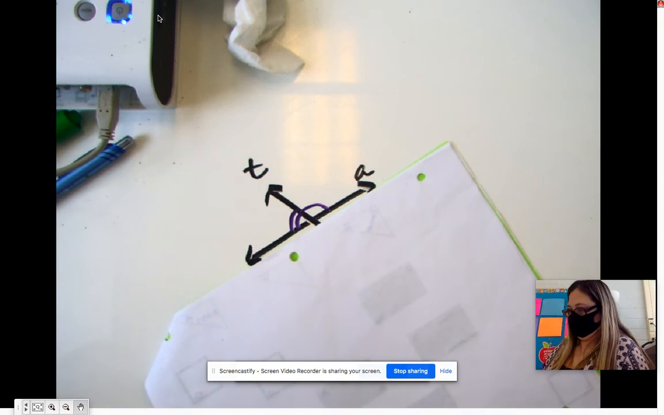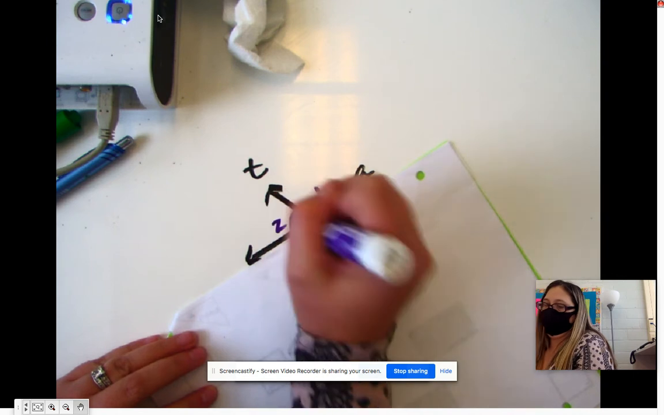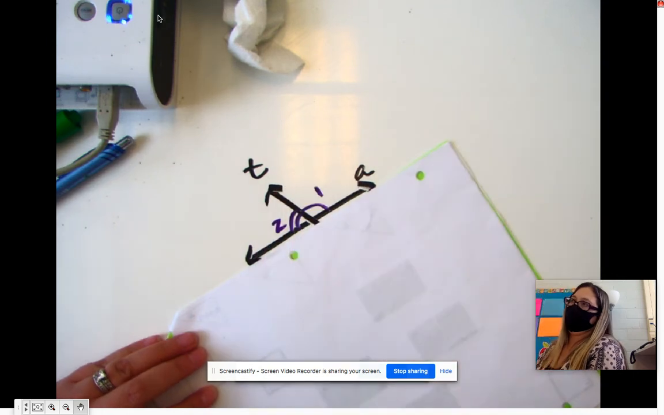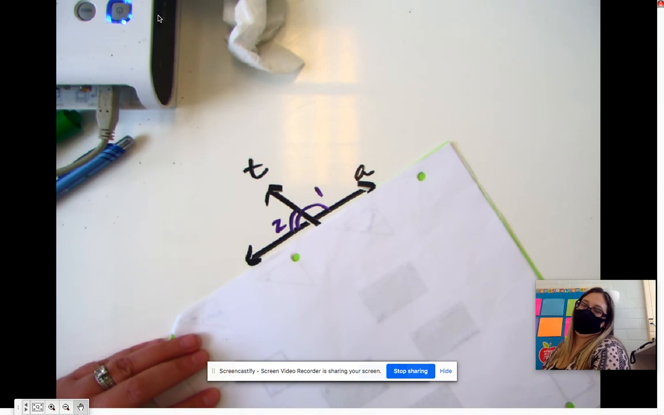Anybody? Angle 1 and angle 2. What relationship are those? This was from last unit. If I add them together, what are they creating?